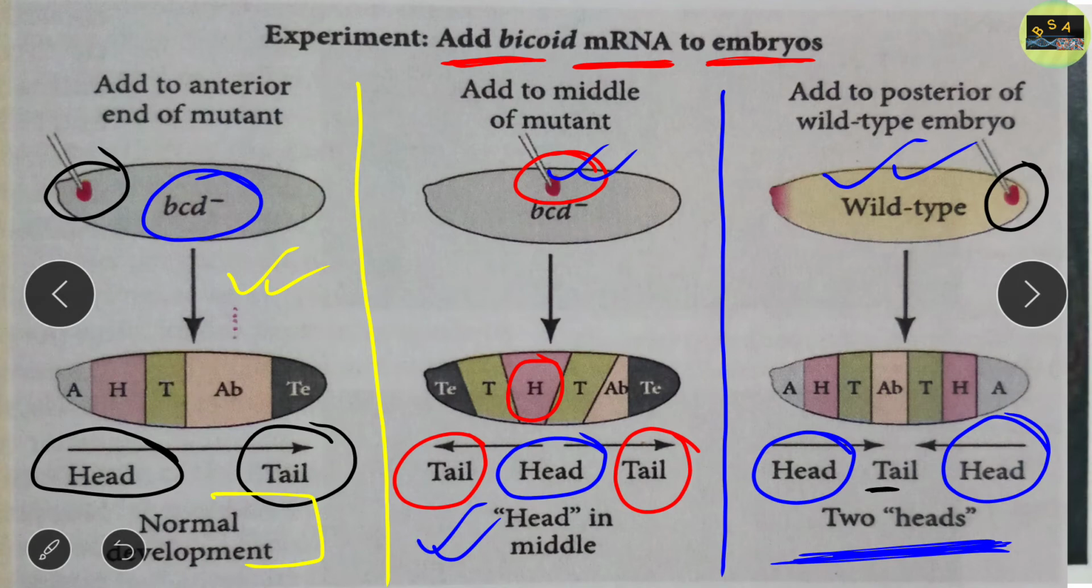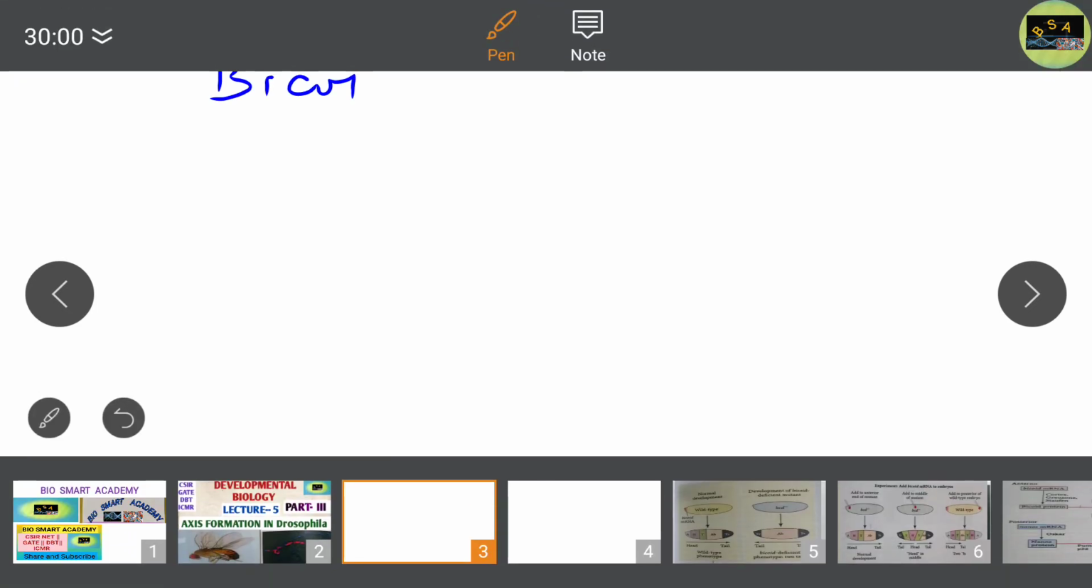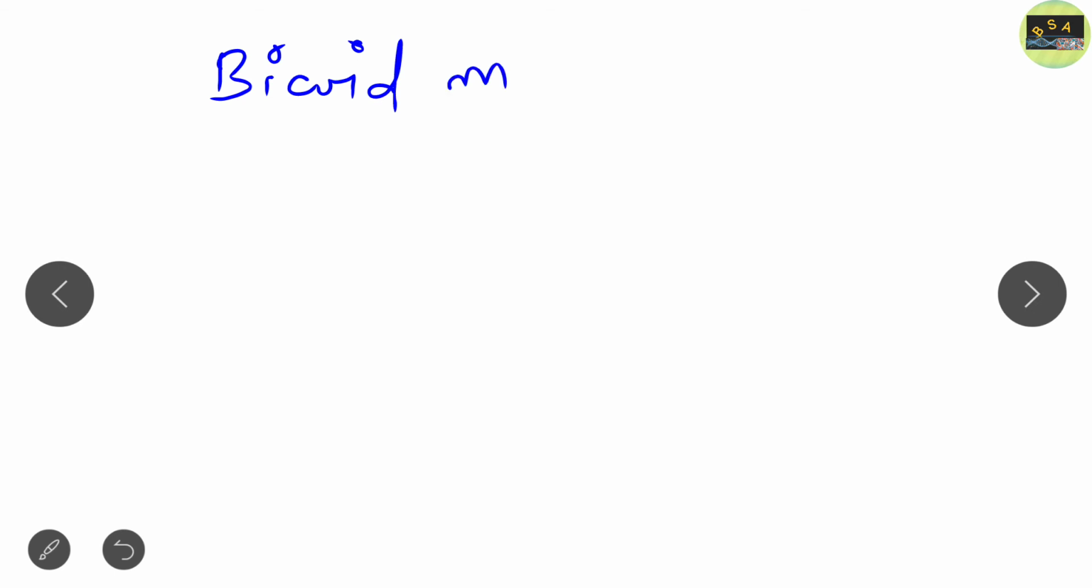Now next, the bigger question is how bicoid mRNA is localized in the anterior part.